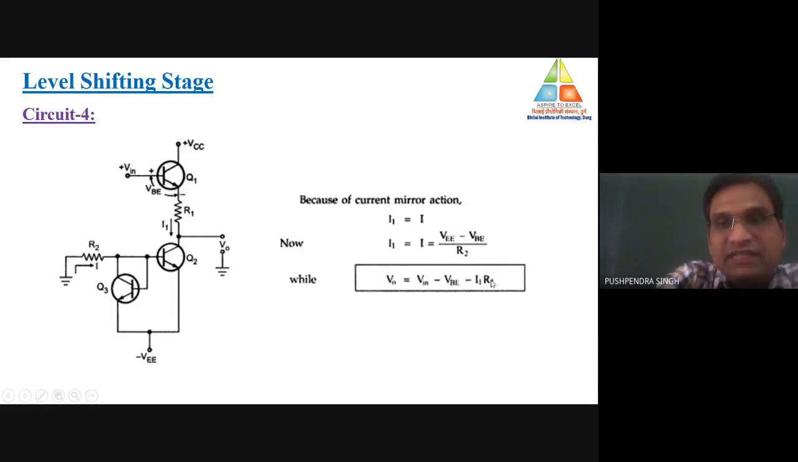So by changing the value of this current, or only by changing the value of this resistance, we may change the value of the DC voltage. So these are the different circuits which may be used in the level shifting stage for shifting the level of the amplified DC voltage, so that the circuit would operate properly without any kind of distortion in the waveform.